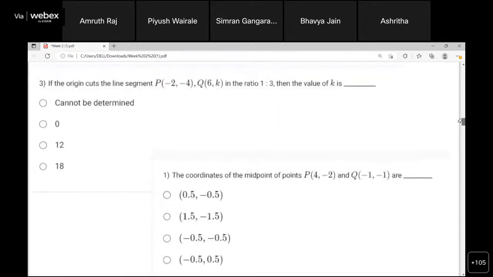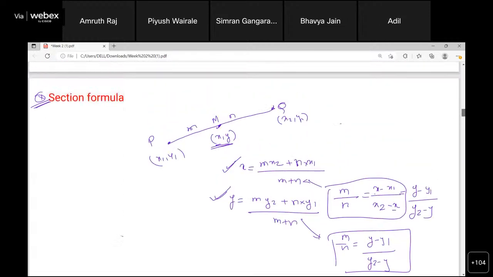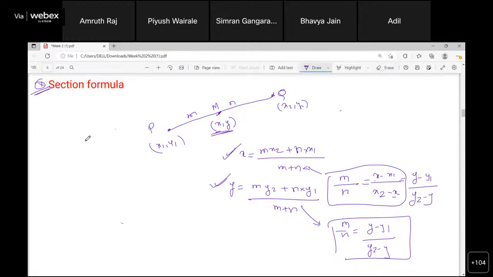So again, as drawn, if m is on the left side, we have to take mx2 or mx1? If m is on the left hand side, you will take mx2 plus nx1. So opposite, cross multiply like this. That's why I mentioned it, because if you remember the formula and it is given like this, you may think this formula will work, but this is not correct.